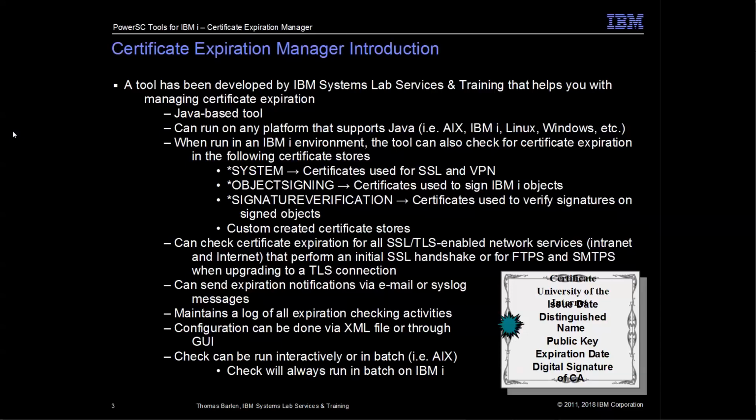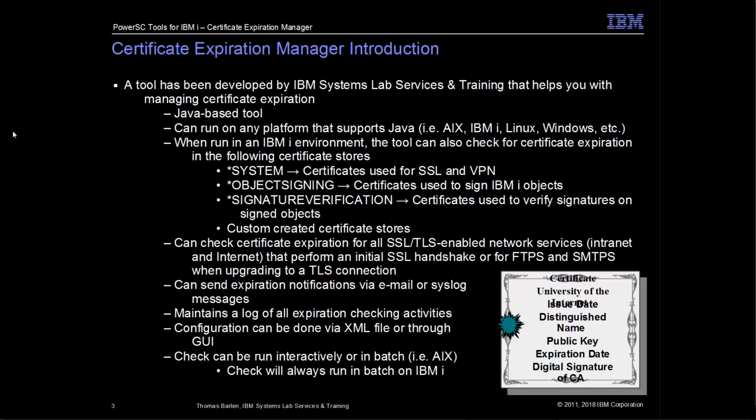Then we have an object signing store. If you actually ship, for example, programs or executable code, save files and so forth, and you want to digitally sign it so that the receiver can verify that it originated from a trusted source, that is the object signing store that has these signing certificates in there. Then there's a signature verification store. This is typically used by the receiving side to verify certificate signature when you restore an object to a system, or when you verify the signature with a check object integrity command.